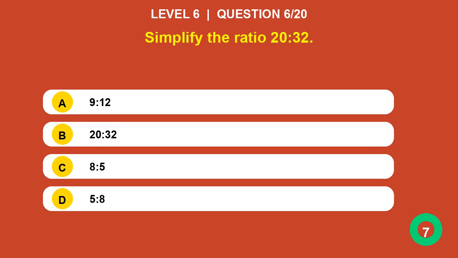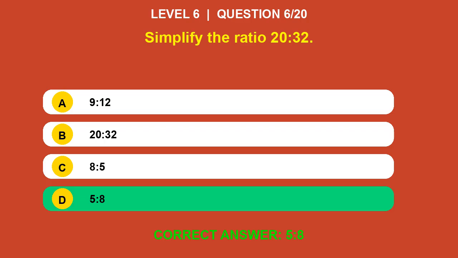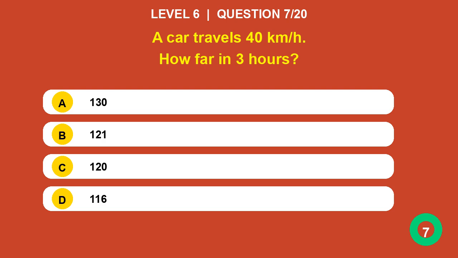Simplify the ratio 20-32. Answer is 5:8. A car travels 40 kilometers per hour. How far in 3 hours?